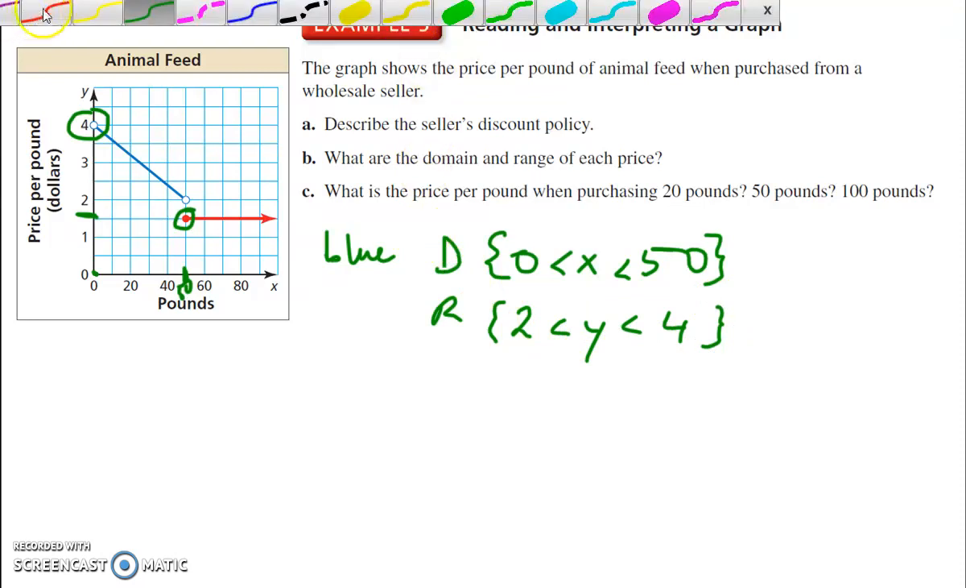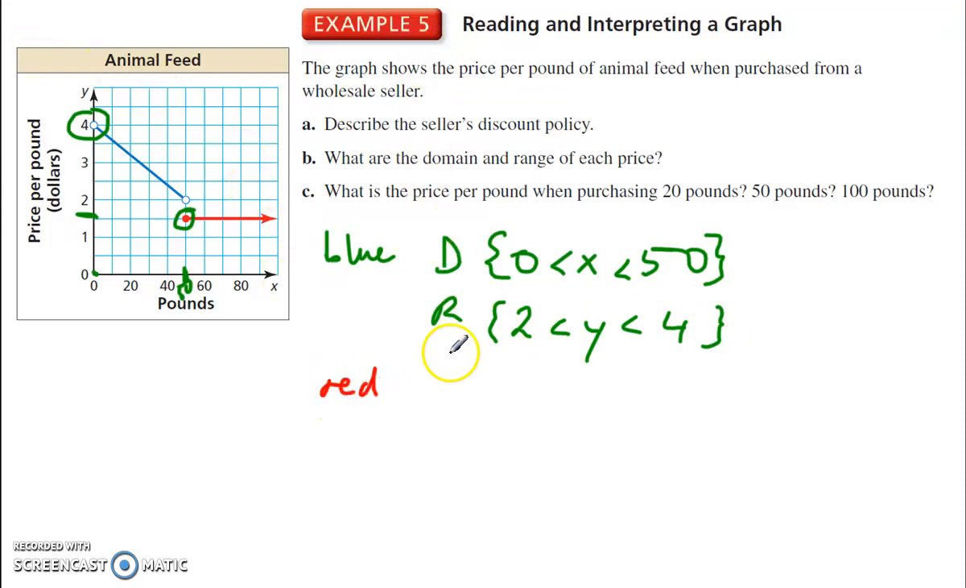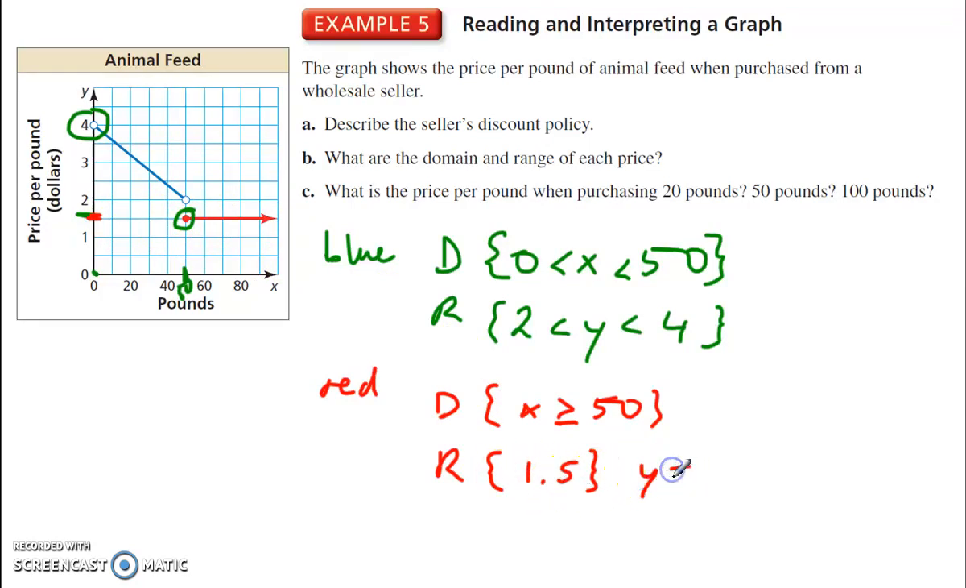All right, and the red line, the domain is from 50 onwards. So x is greater than 50, and now let's check to see, is 50 included? Yes, it is, so greater than or equal to. The range is just this value right here, so the range is 1.5, or we could write y equals 1.5.